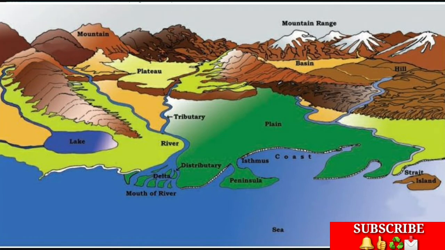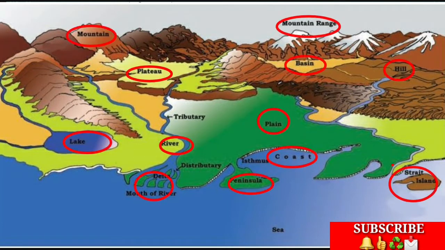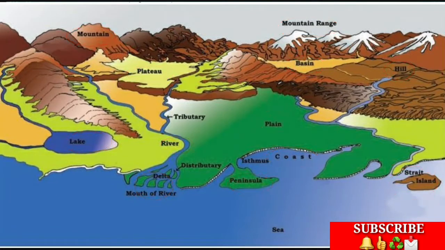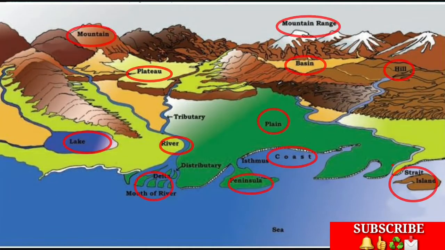Dear students, in our surroundings, we see various physical regions. For example, mountain range, plateau, basin, river, lake, plains, coast, as well as peninsula with its strait, islands and all. Dear students, we study about it in physiography.